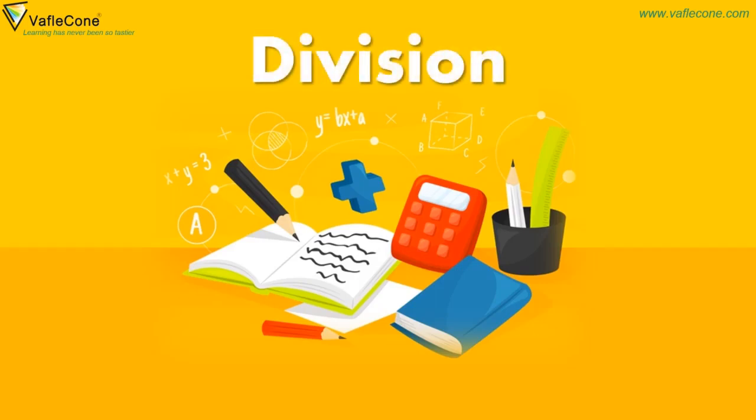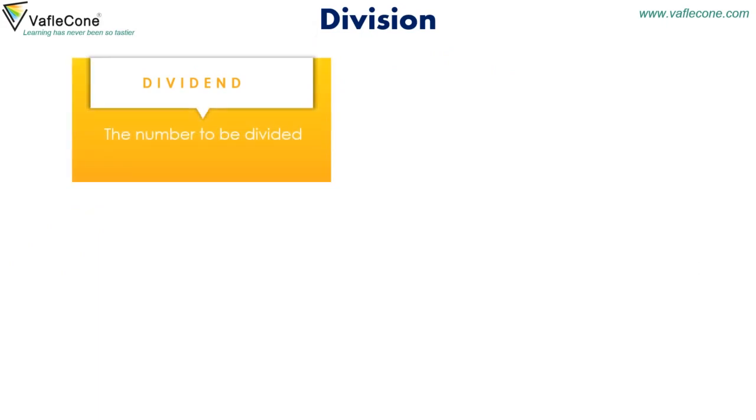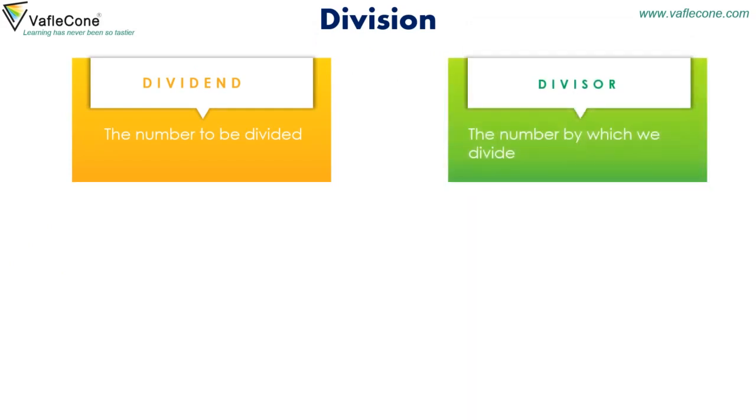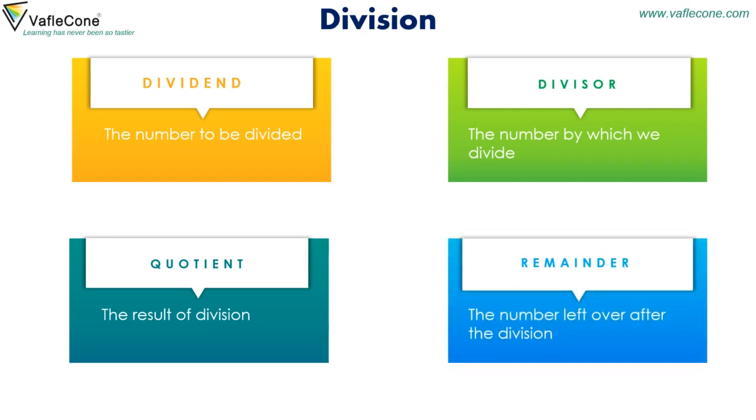Division. Dividend. The number to be divided is called dividend. Divisor. The number by which we divide is called divisor. Quotient. The result of division is called quotient. Remainder. The number left over after the division is called remainder.